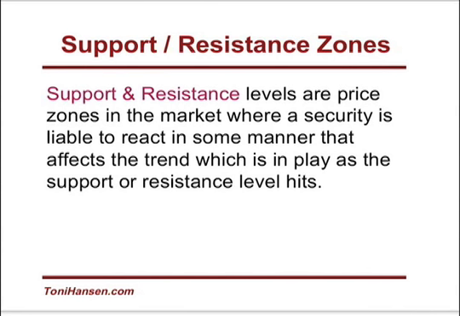Support and resistance levels are price zones in the market where a security is liable to react in some manner that affects the trend that's in play as the support or resistance level is hit. So basically, we're looking at price points in a security or in one of these options where, let's say we're in an uptrend and a security is moving higher and coming into a resistance level. A resistance level is most likely to stall or reverse that uptrend move.